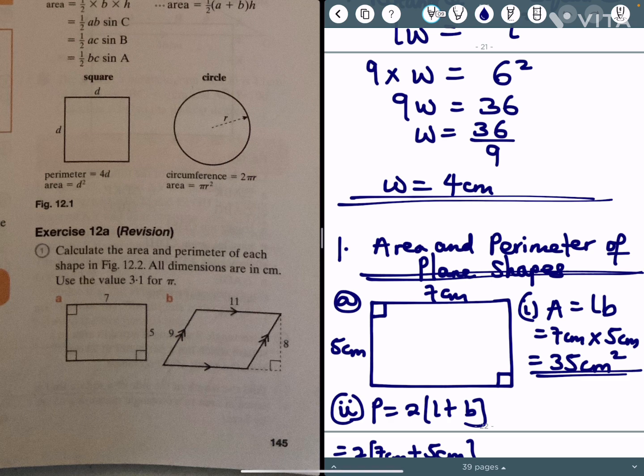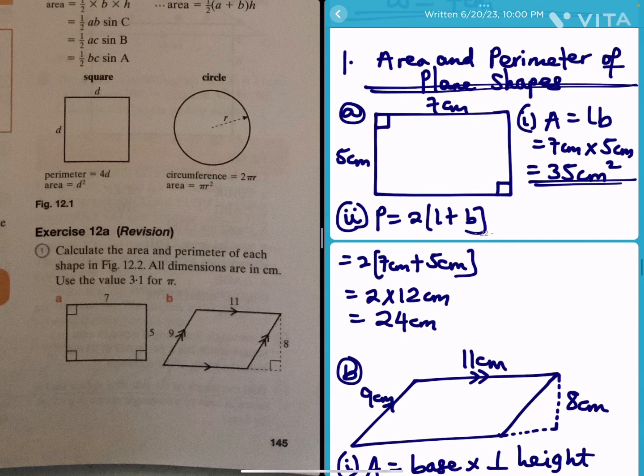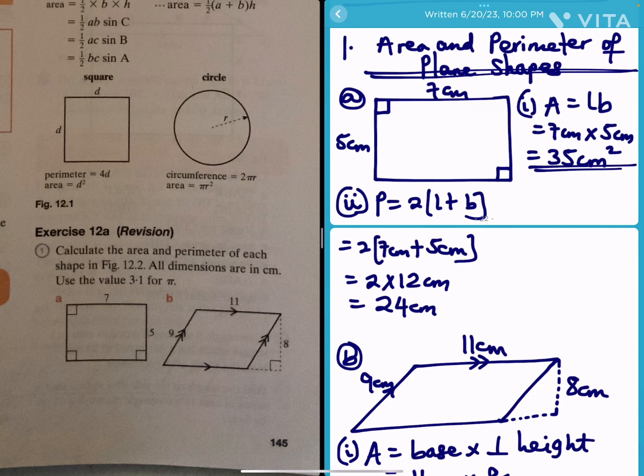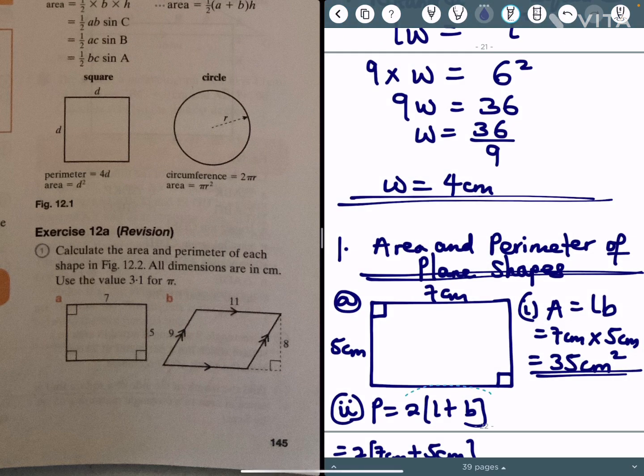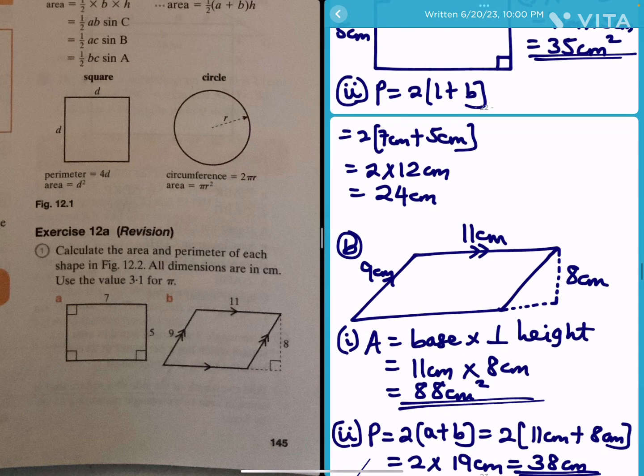The area of a rectangle is length times breadth here. So 7 times 5 gives 35 centimeters square. You did this in primary school, so none of you will have any issue with this. The perimeter of the shape is 2 open bracket L plus B. We got that from length plus breadth plus length plus breadth, so 2 length plus 2 breadth, factorized to give 2 open bracket L plus B. So that will give us the perimeter of the shape.